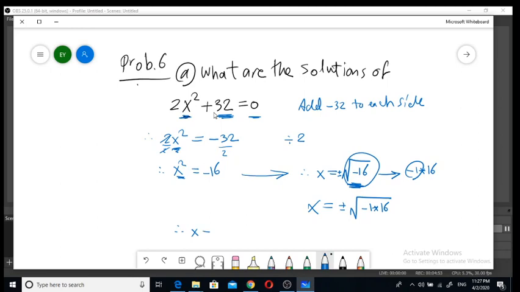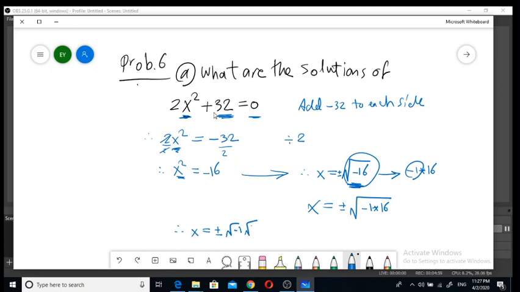Then x is equal to plus or minus square root of negative 1 times square root of 16, and we know that square root of 16 is equal to 4. Then x is equal to plus or minus 4, and we can replace square root of negative 1 by i, so it will be plus or minus 4i. So now we have the solutions for this equation.